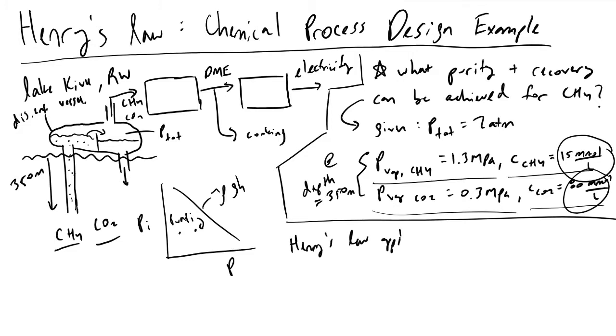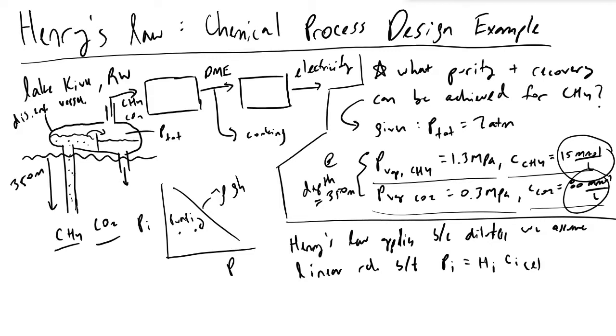Henry's law is very nice for us to use because it's dilute. We can assume a linear relationship between the partial pressure of some species and its concentration in that liquid phase, C sub i, via some Henry's constant, H sub i.